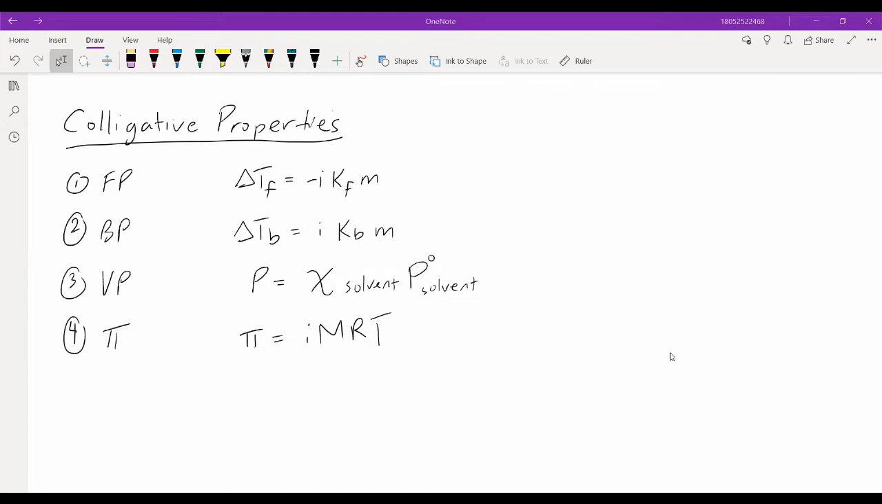So to review that, these are properties that just depend on the number of solute particles. The colligative is kind of just a term for how many particles you have. So you can think about the greater the number of solute particles in the solution, that's going to determine the extent of these properties.